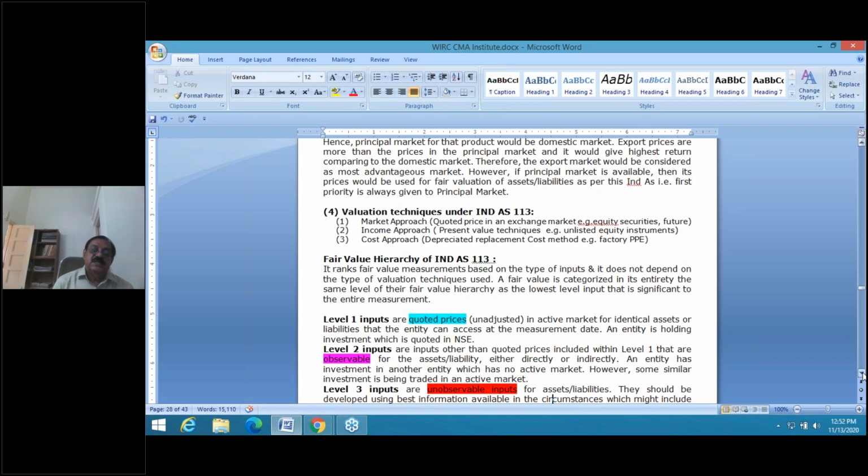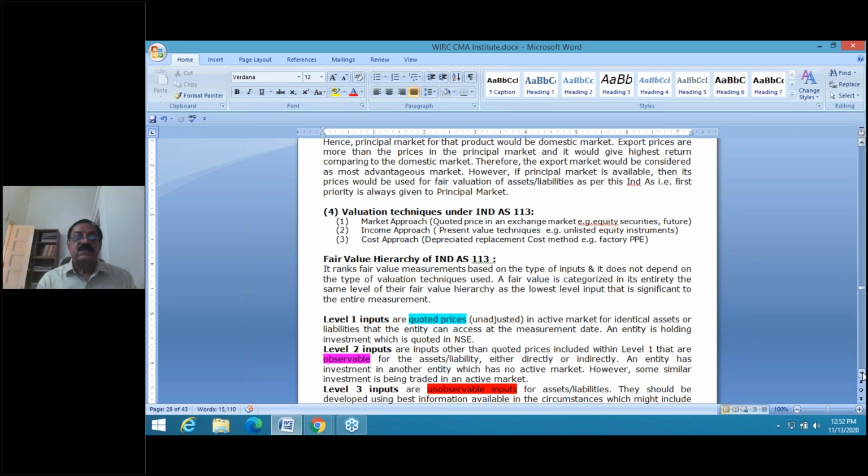Suppose my asset is an investment in equity shares of RIL. I can get the market price easily from NSE or BSE. I have entered the future of the Reliance share, so I can get the future price also. That price I will take as the base of my fair value, and this is known as the market approach. The market approach refers to the quoted price.